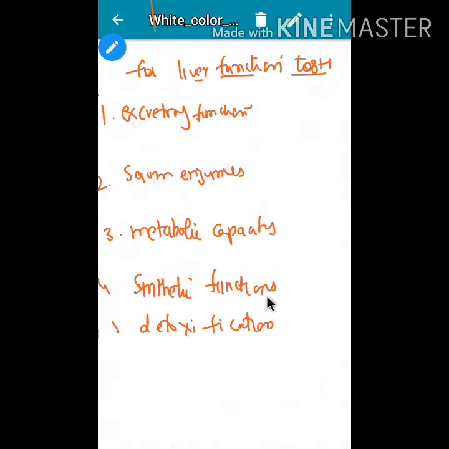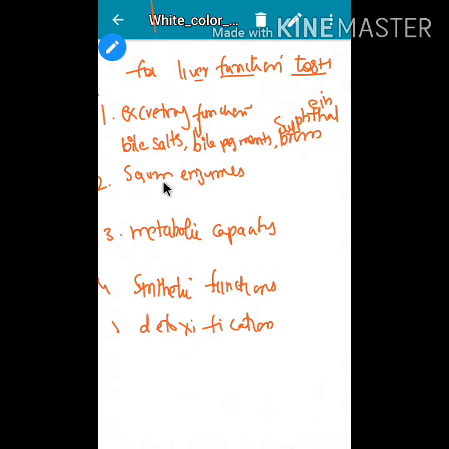The first one is excretory function. Let us see the various substances that are excreted by liver. These include bile salts, bile pigments, and bromsulphthalein. Okay, these are the substances that are excreted by liver.